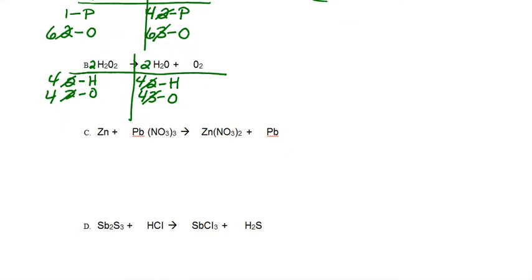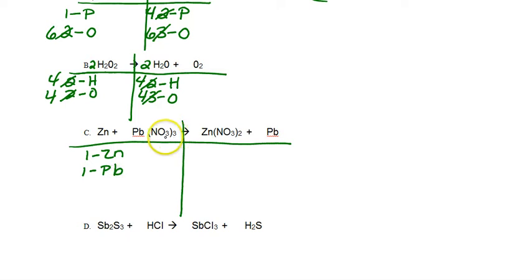Now we're getting into polyatomics. And let me show you what we do with polyatomics as best as you can. Do your T-chart again. Notice how I'm going to keep the polyatomics together. So I have 1 zinc, I have 1 lead, and I have 3 nitrate. Over here on the right, I have 1 zinc, 2 nitrate, and 1 lead. And now what we're going to do is easily fix our polyatomic.